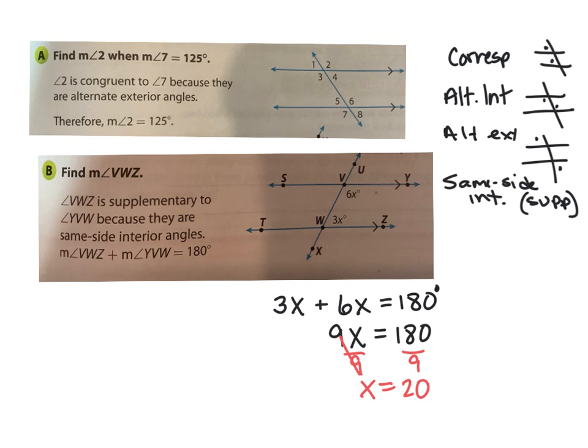So now I know that x is 20, and I can take this 3x. They wanted me to find the measure of angle VWZ, and it's 3 times x. Now I know that x equals 20, so I will plug that in, and 3 times 20 is 60. So it is 60 degrees. So that's how you use all these rules to your advantage to solve that puzzle of what the missing values are. It takes some practice, but you'll get the hang of it.